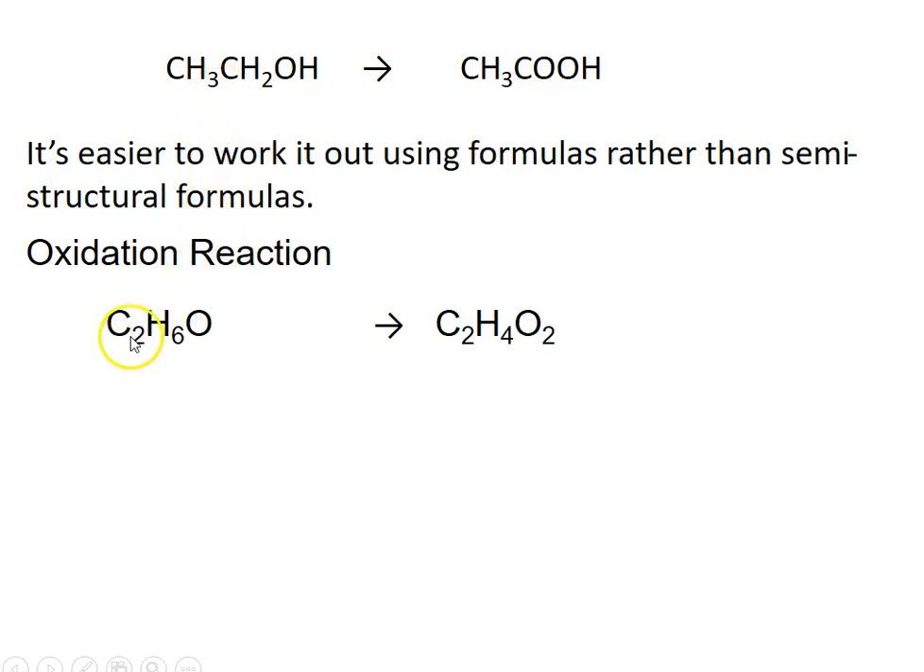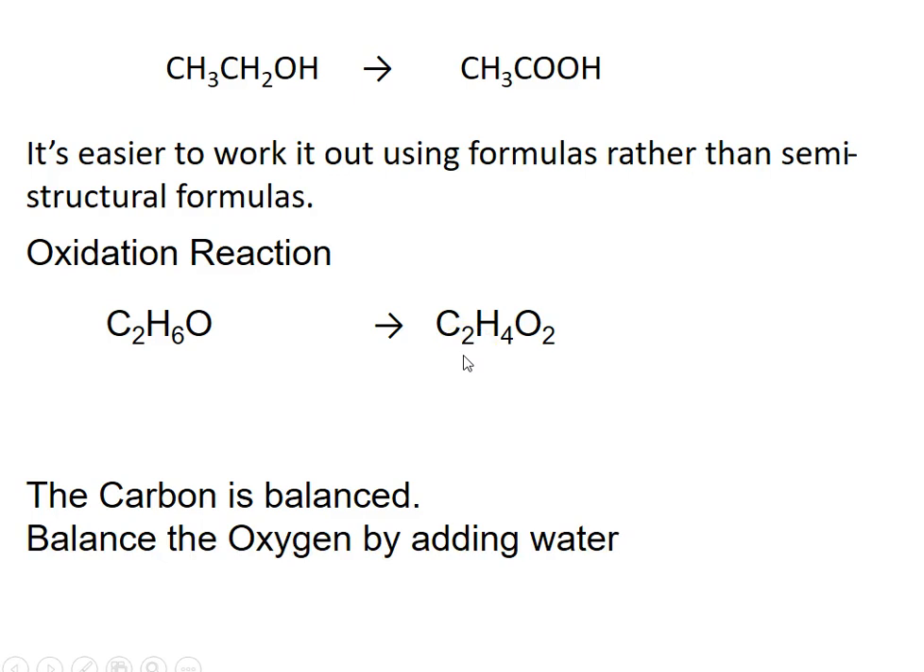It's easier to use how many carbons, hydrogens and oxygens. So if we turn that semi-structural formula into just a straight formula, it'll be easier to work with. Okay, so the first thing, we have to balance everything except our hydrogens and oxygens. So we've got 2 carbons on each side, that's balanced. Balance the oxygen by adding water. We've got 2 oxygens on this side and only 1 on that side, so we'll have to add water.